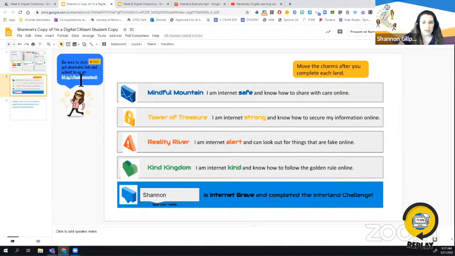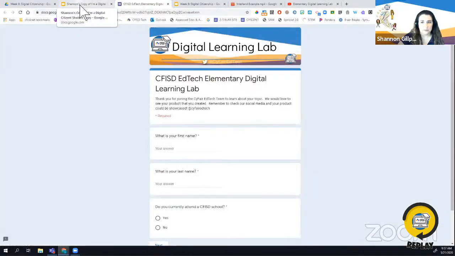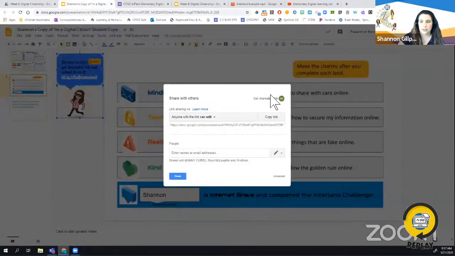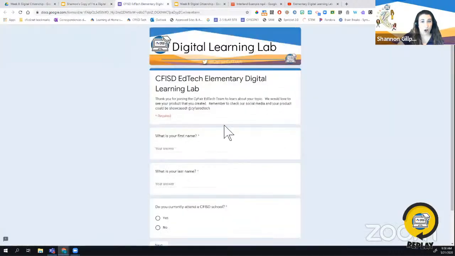So what I'm gonna do is show you how to do that. So I'm gonna click this link so that I have that ready to go. Back to my template, click share, choose get shareable link. It tells me that my link is copied to my clipboard. Just to be sure, I can click copy link. And then here I am on our submission form.